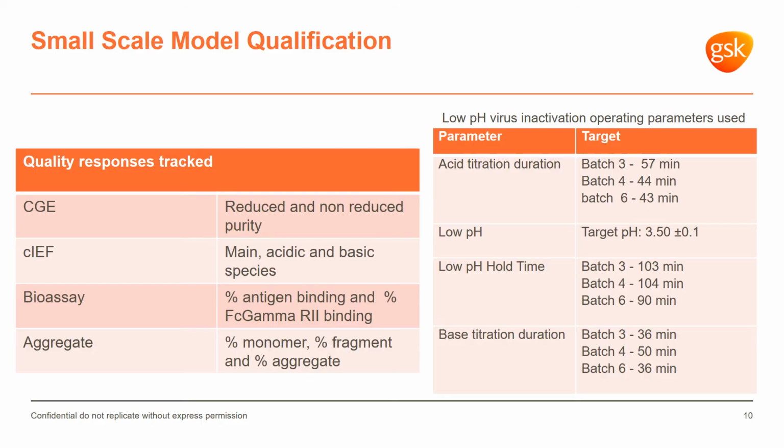So then we went into small scale model qualification. Here we were comparing the results from 3 of our large scale batches to the results that we achieved from the EasyMax system. To compare, we were using 4 quality attributes: the capillary gel electrophoresis measuring the reduced and non-reduced purity. We were using charge variant using CIEF, and then bioassay to confirm the identity of the molecule, and SEC to understand aggregate.